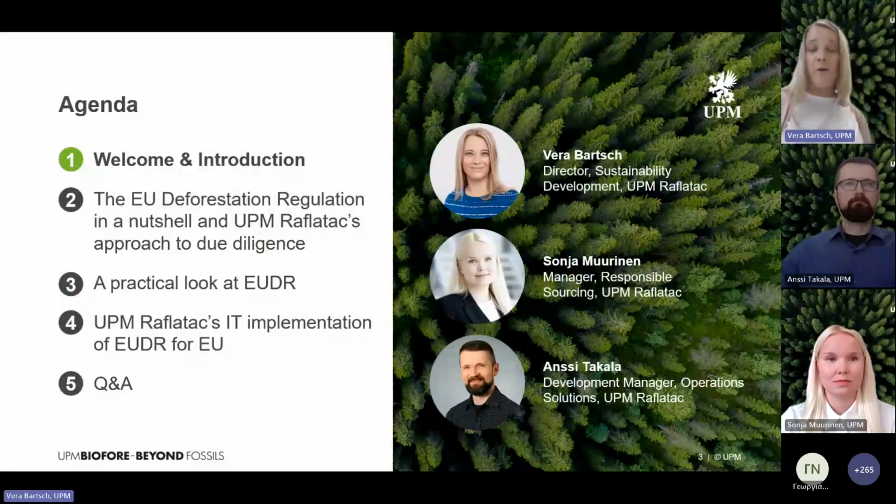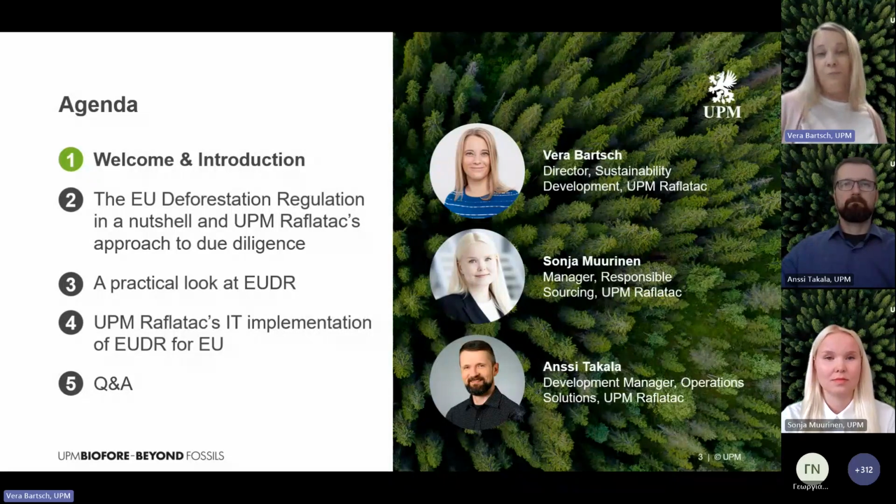Let's have a short look at our agenda for today. I'm here, as you can see, with my dear colleagues Sonja Murinen and Anssi Takala. Sonja is our responsible sourcing manager at UPM Raflatac, and she will introduce EUDR and our approach to due diligence. Next, I will have a practical look at EUDR based on the last months of customer discussions we've had on this topic already. Anssi, who's our development manager for operations solution, also heads the UPM Raflatac project on EUDR. He's leading the IT implementation and will share how UPM Raflatac approaches EUDR for the EU.